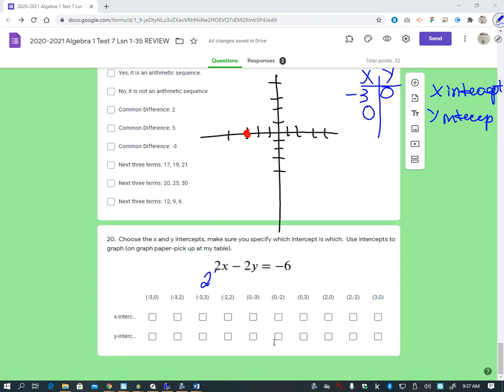So 2 times 0 minus 2y equals negative 6. Go ahead. 2 times 0 is 0, so that cancels. Negative 2y equals negative 6. Now what? Divide by 2 on both sides. If I do that, I'm going to get negative y equals negative 3. What should I have divided by? Negative 2. And I got y equals 3. So up here 3.